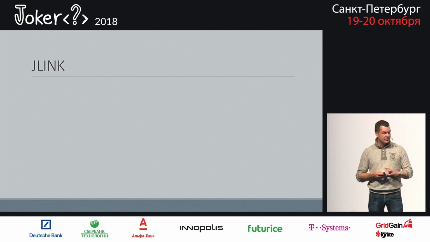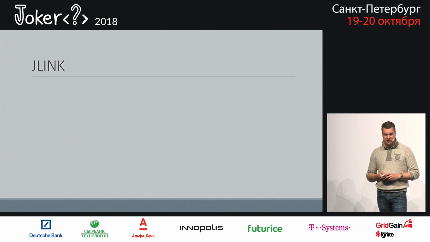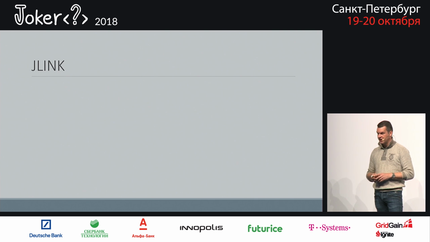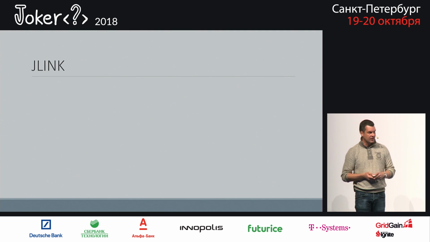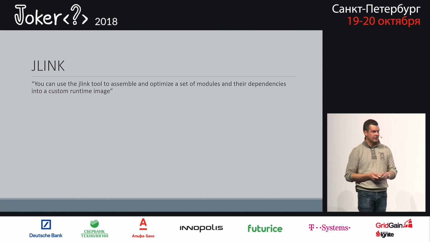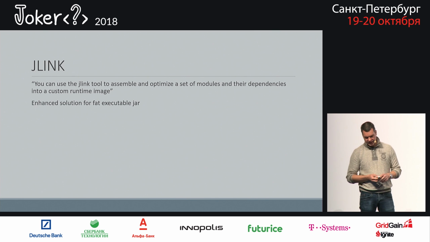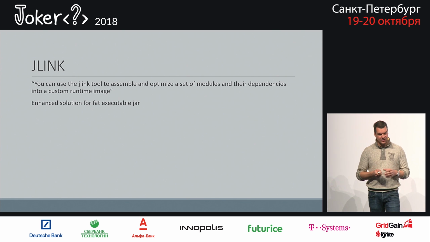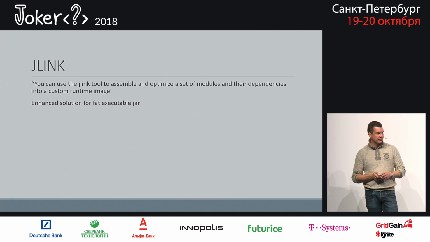Then, at quite some conferences, they are also talking about JLink. With JLink, it is possible to create a new JDK or to wrap your application and bundle it with a JDK. So what you do is you create a new runtime image. This is actually the advanced solution of a fat executable jar. However, I think it is overrated.